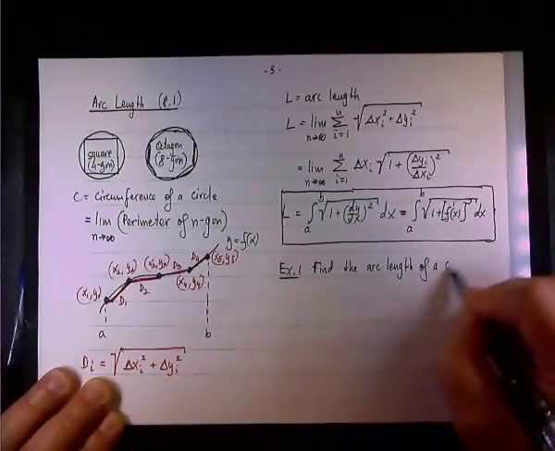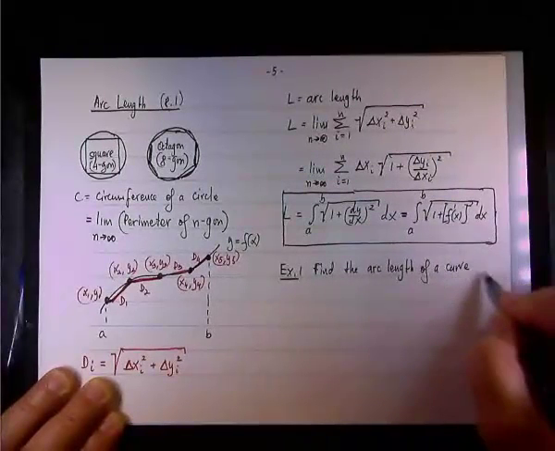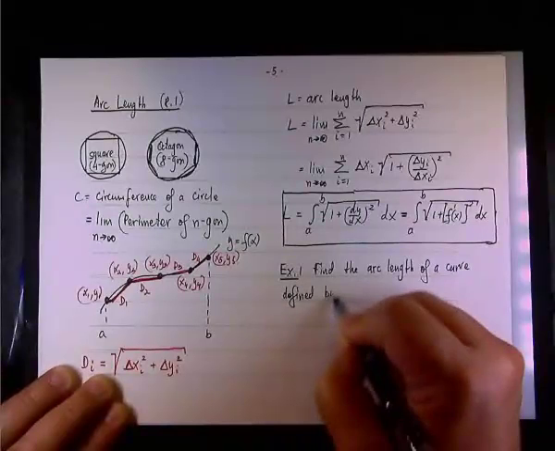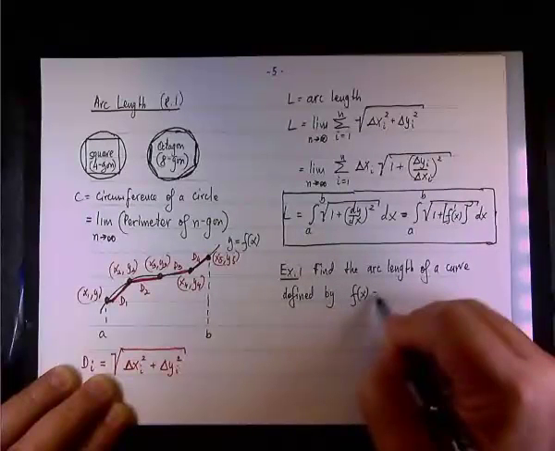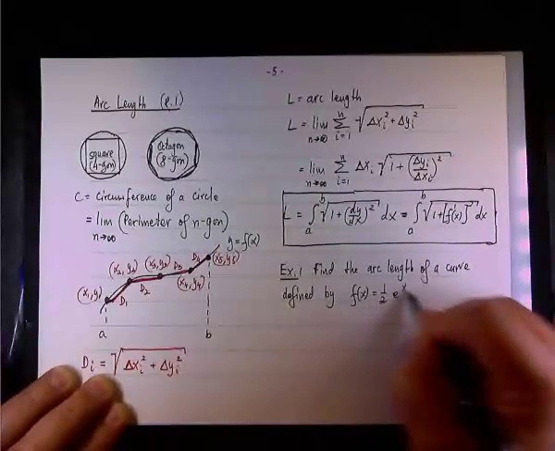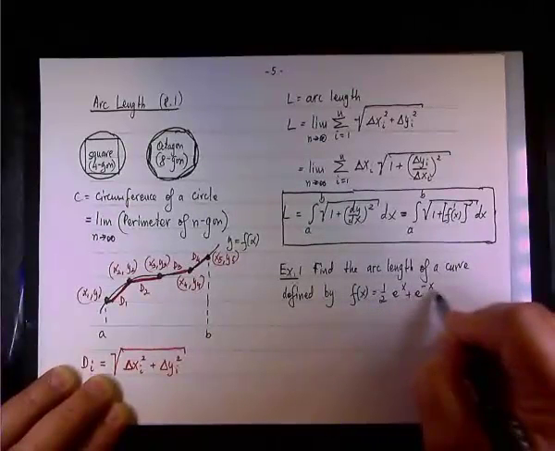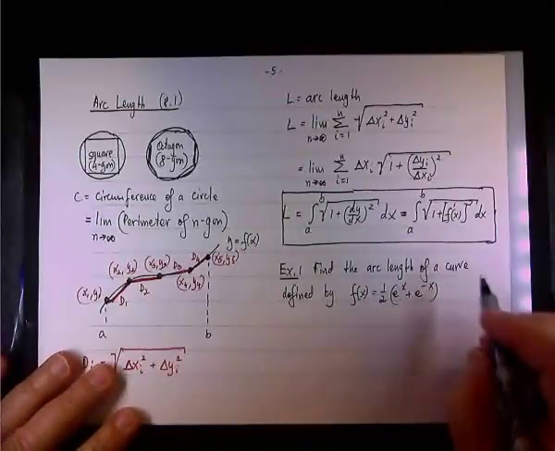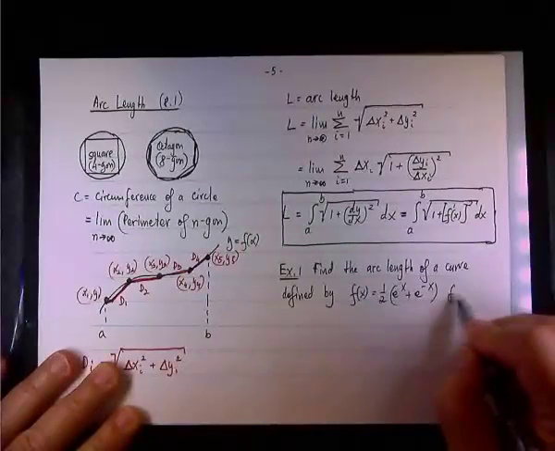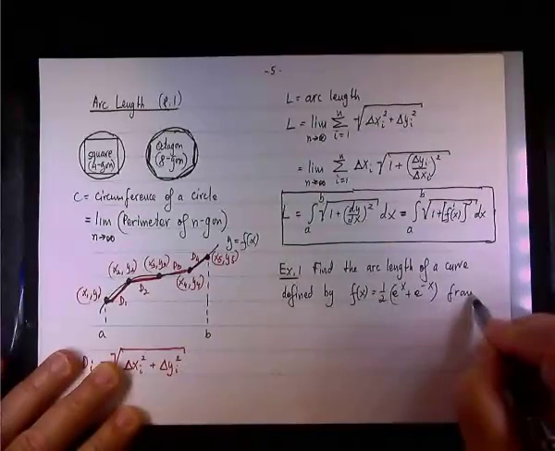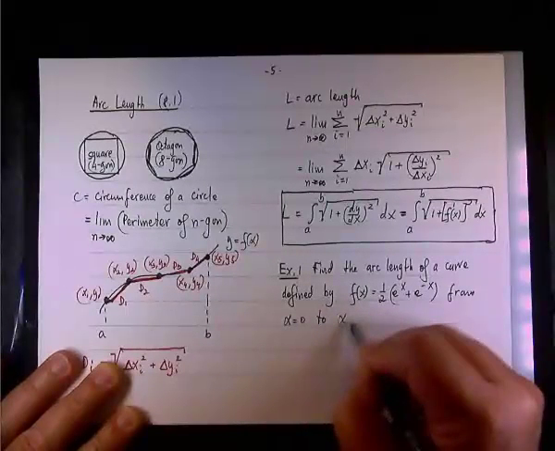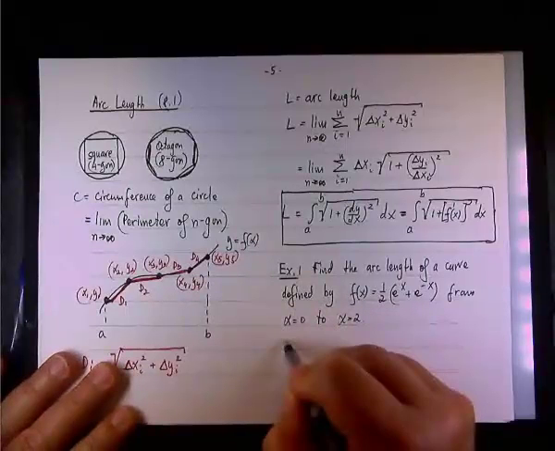of a curve defined by f of x equals 1/2 (e to the x plus e to the negative x), and we want it from x equals 0 to x equals 2.